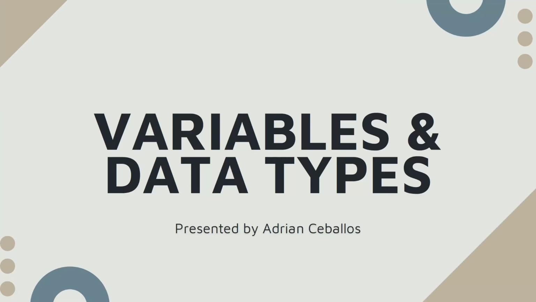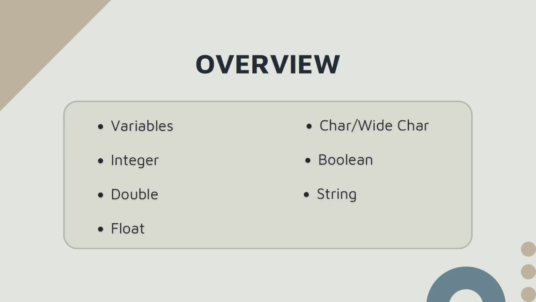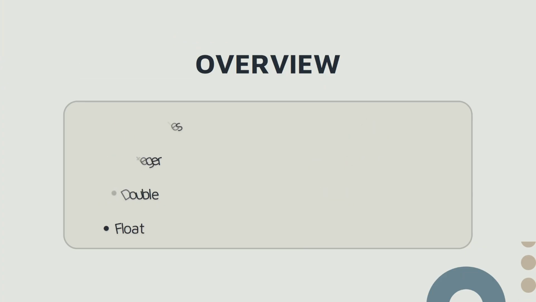Hello, today we'll be talking about variables and data types. Here's an overview of what we will cover today. So it's variables, integer, double, float, character, wide character, boolean, and string.